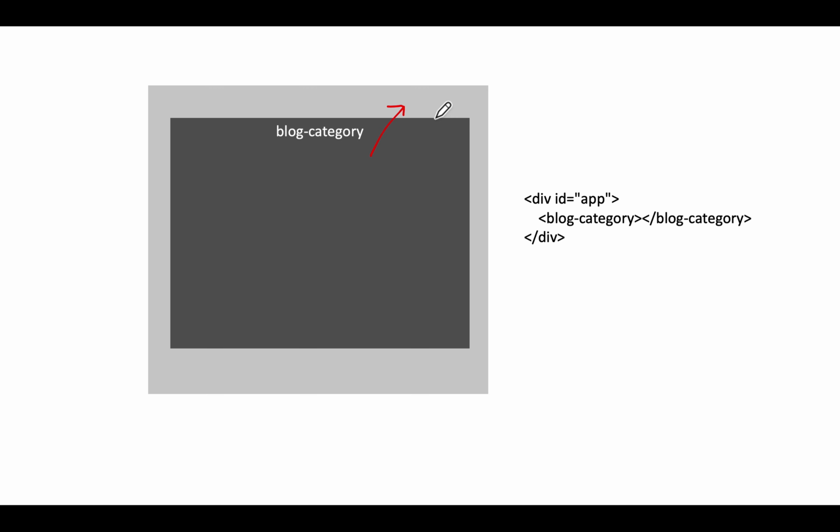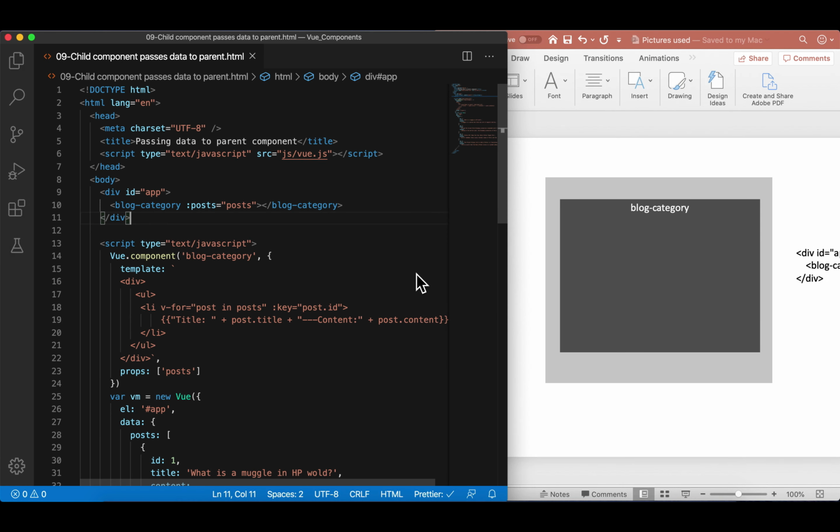Next, let's go to VS Code. Let me show you a demo. Now I'm under 09 child component passes data to parent.html. I simplify this example by removing one component. So we no longer have blog post, we only have one component right under the Vue instance. In blog category, we use v-for to iterate all the posts and print each post title and content. So it has the same effect as demo 8, but it's just simpler. We only have one component.